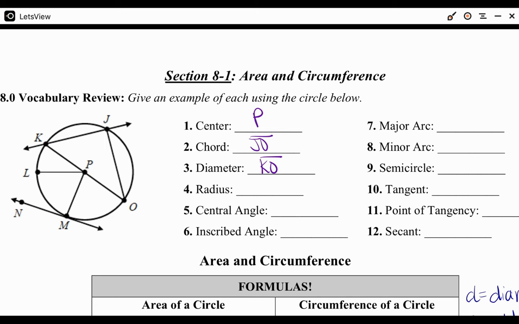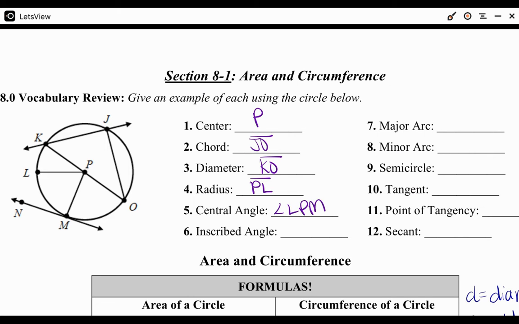Your radius is anything from your center to sides of your circle. So we have radius PO, PL, PK, PM. There's a lot of different ones. So I'm going to do PL. Central angle is an angle that has a vertex in the center of your circle and endpoints on the circle. So we could do LPM.